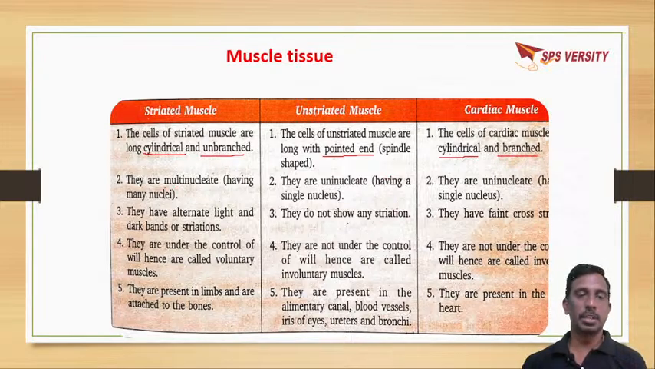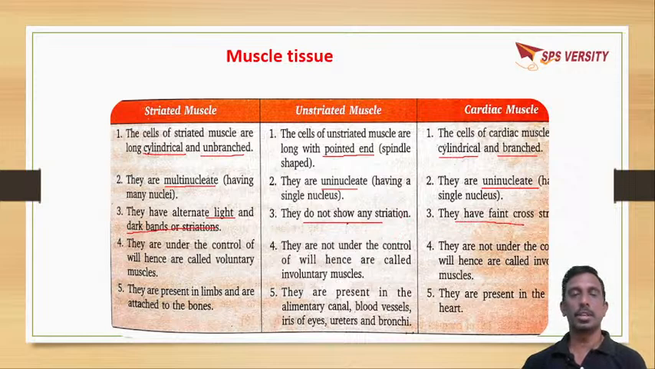Striated muscles are multinucleate, having more than one nucleus. Smooth and cardiac muscles are uninucleate. In striated muscles, there are striations with alternate light and dark bands. Smooth muscle has no striations, but cardiac muscle has striations. Striated muscles are voluntary muscles. Voluntary means under our control.